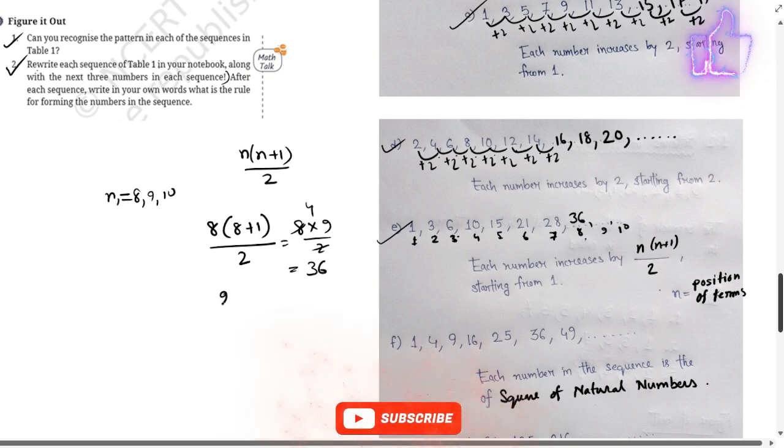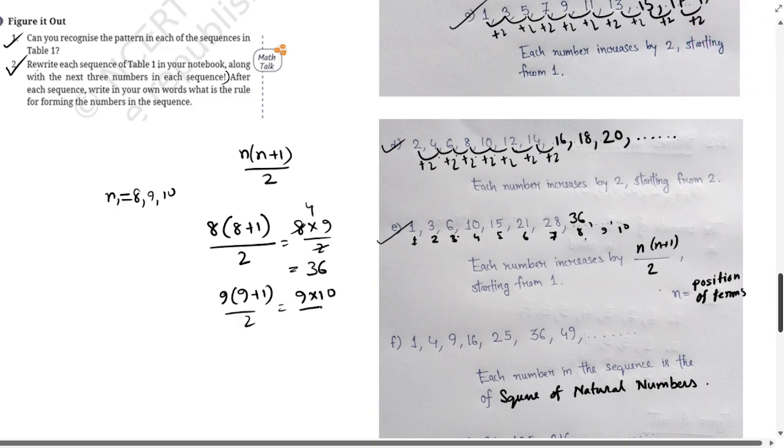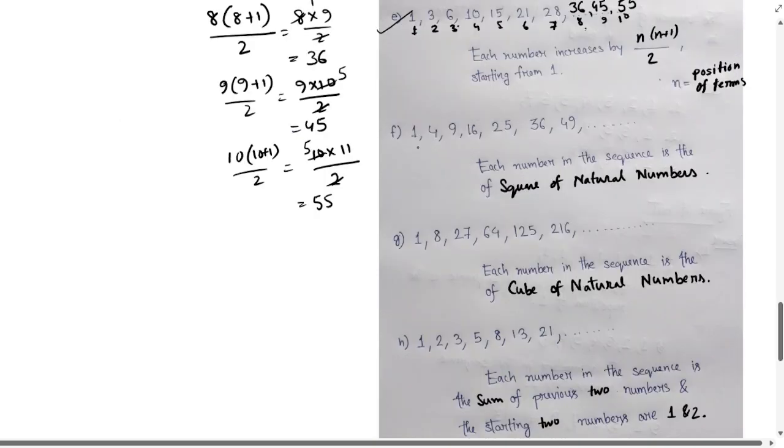Next we will put 9 into (9 plus 1) by 2, it will be 9 into 10 divided by 2, 2 5s are 10, it will be 45. So our next number will be 45. Next n is 10 into (10 plus 1) divided by 2, we will get 10 into 11, 10 plus 1 is 11, then divide by 2, 2 5s are 10, we will get 55. The next number will be 55. Okay, understood?